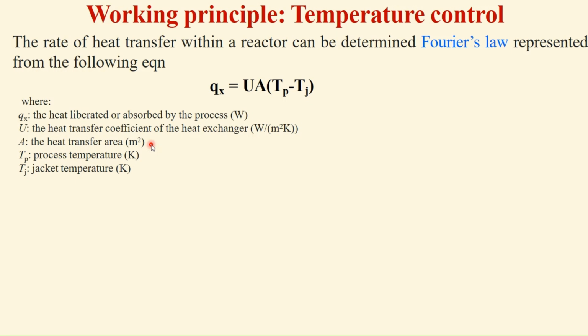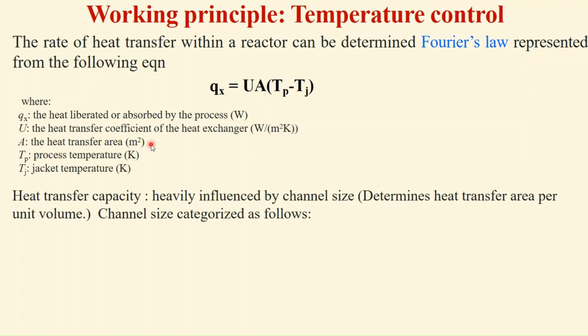U is the heat transfer coefficient of the heat exchanger, which is given in watts per square meter Kelvin. A is the area of the reactor where heat transfer occurs. Tp is the temperature of the process. Tj is the temperature of the jacket. Both are represented in Kelvin. Heat transfer capacity of the continuous flow reactor depends upon the size of the channel.